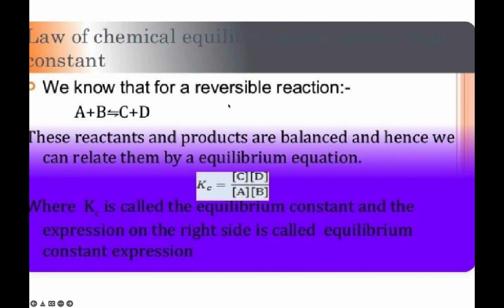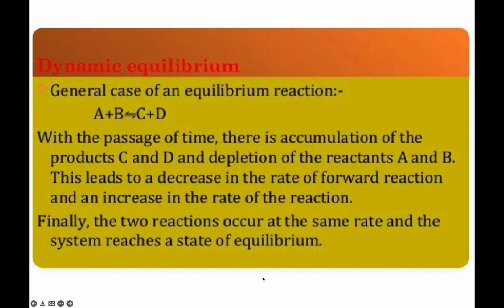Okay, then what is the law of chemical equilibrium constant? We know that for a reversible reaction, A plus B gives reversible arrow C plus D, the reactants and products are balanced, so we can relate them by an equilibrium equation. Kc is equal to the concentrations, always writing the product side concentration in the numerator and the reactant side in the denominator. Kc is called the equilibrium constant, and this expression is called the equilibrium constant expression. Very easy and simple this is.